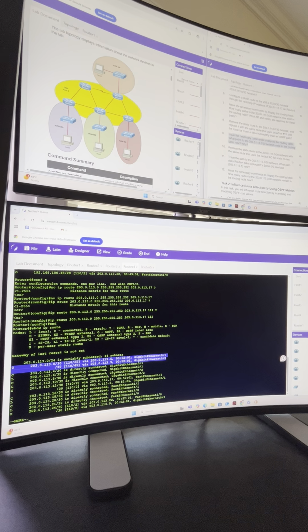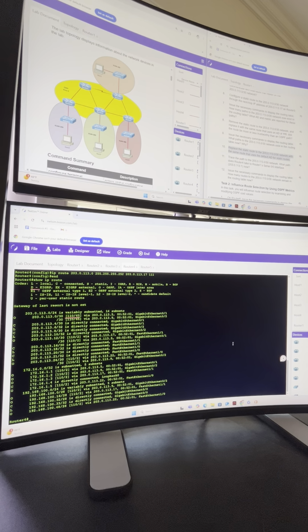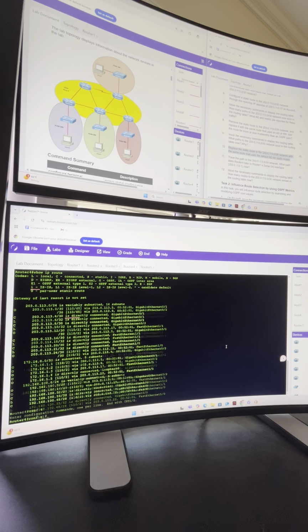So on number 10, it says replace the static route to the 203.0.113.0/30 network with the same route that uses the default administrative distance for static routes. So now we want to go back to the original static route. So let's go ahead and do that. Let's do a configure terminal.